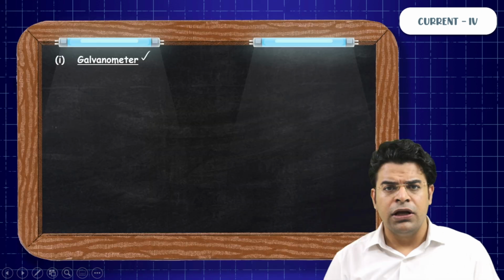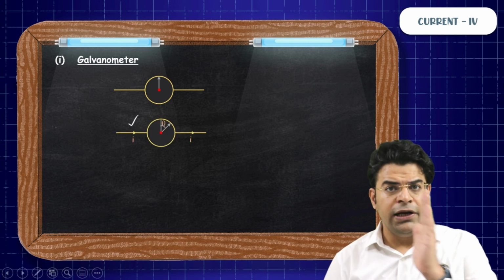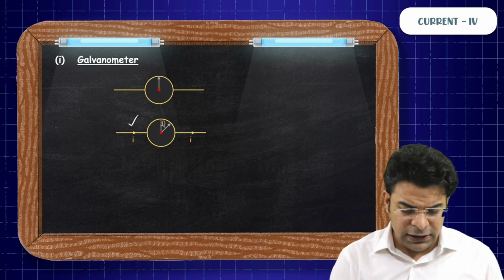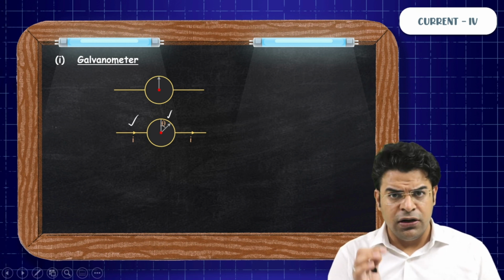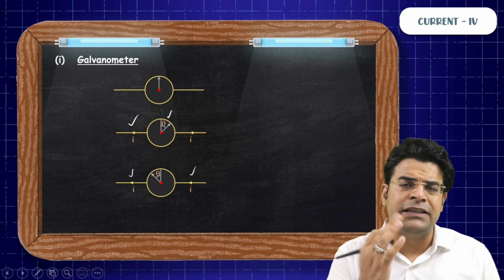And the first thing we are going to talk about is galvanometer. So first of all, what is a galvanometer? Galvanometer is a simple device in which when the current flows through it, the needle shows a deflection. If the current goes from left to right, the needle deflects towards right, let's say by some angle theta, and if the current goes from right to left, then the needle deflects towards left by some angle theta.